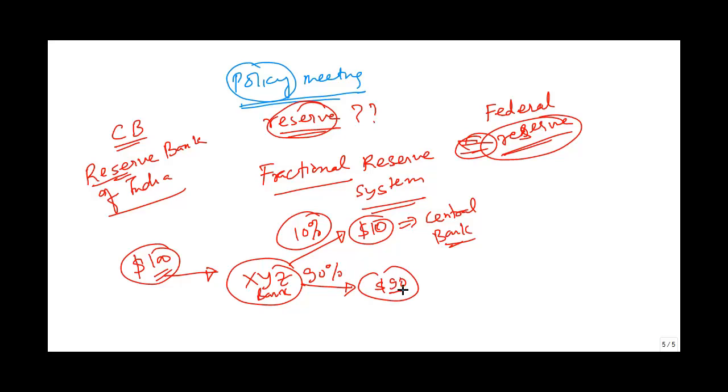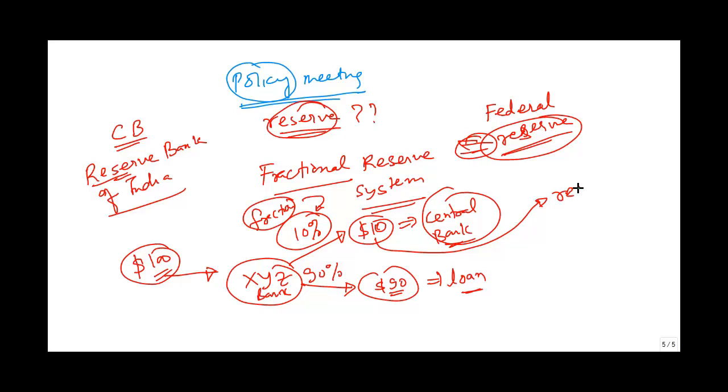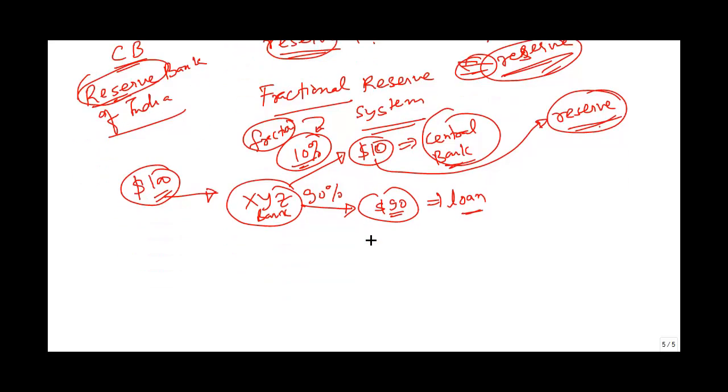it can lend out to the normal public, so it can loan out, right? Since this 10% is a fraction, it has to be kept with the central bank. This $10 is actually a reserve, right? The reserve that you keep with the central bank, that is why it is called a fractional reserve system. Only a fraction is kept as a reserve, and that's why you have the Reserve Bank of India or Federal Reserve, right?